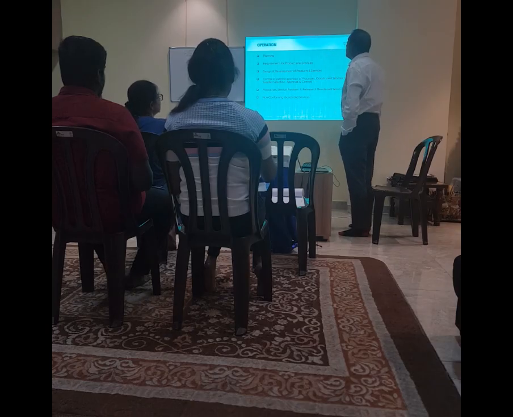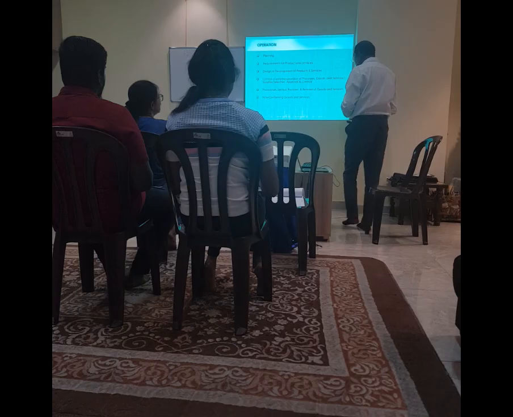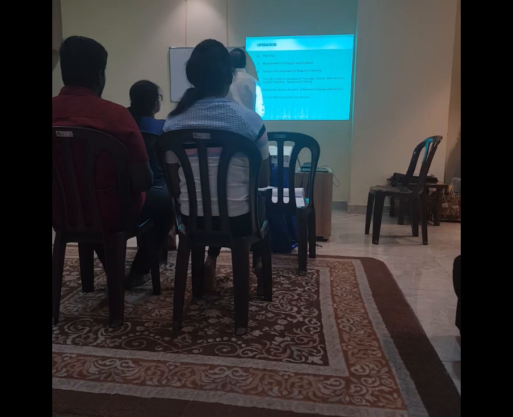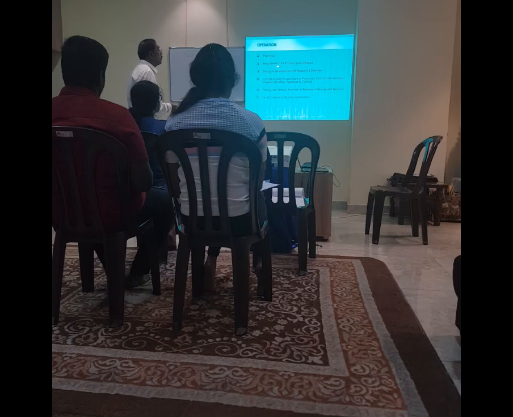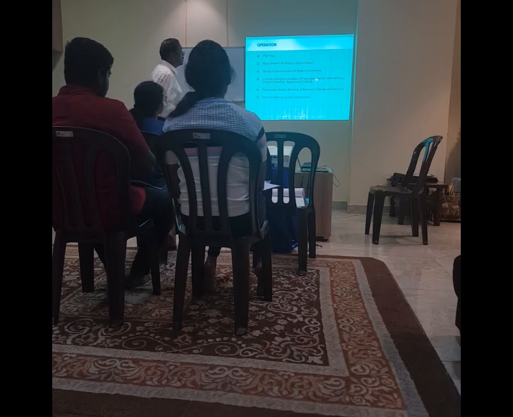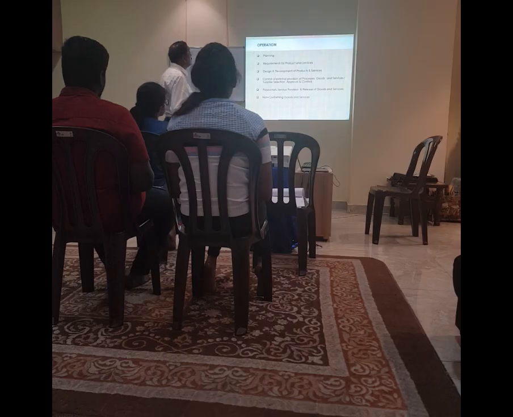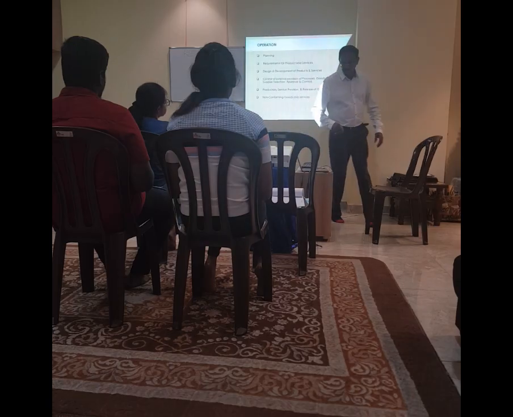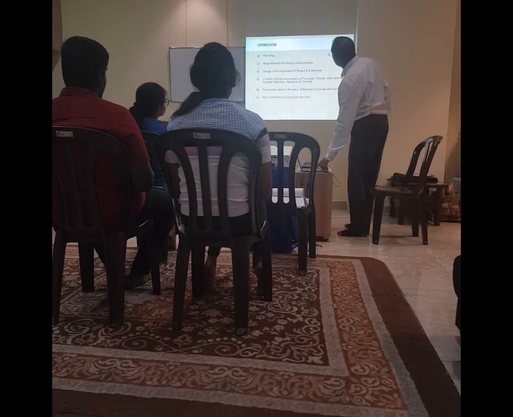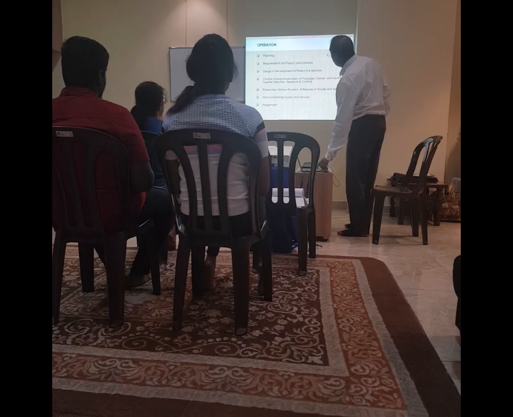So under operation, we have the planning, and then we have the requirements of product, service, design, development, control of external provision, goods, service, supplier selection, approval and controls. Okay, and production services and release of goods, non-conforming goods and services. Let's go a bit deeper, and we have some assignments later.